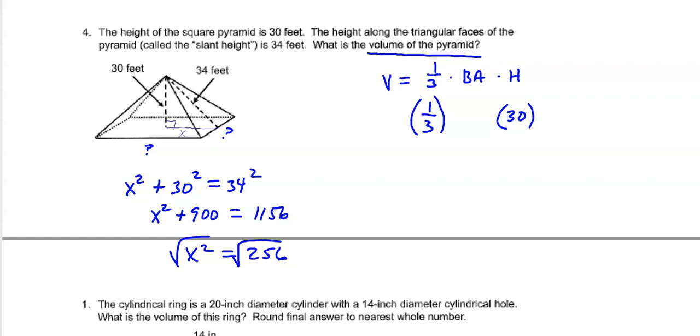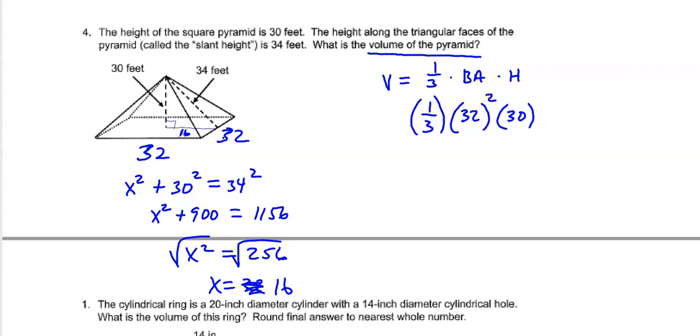Square root of 256 is 16. Oops, got ahead of myself. So if this is 16, that means that the side is twice that big. So we have a 32 and we have a 32. So for my base area, it's 32 times itself.